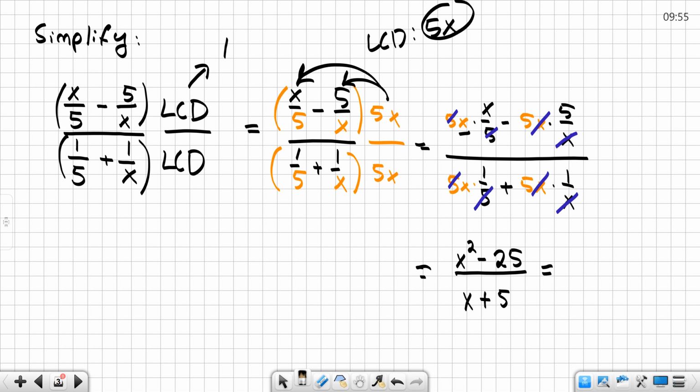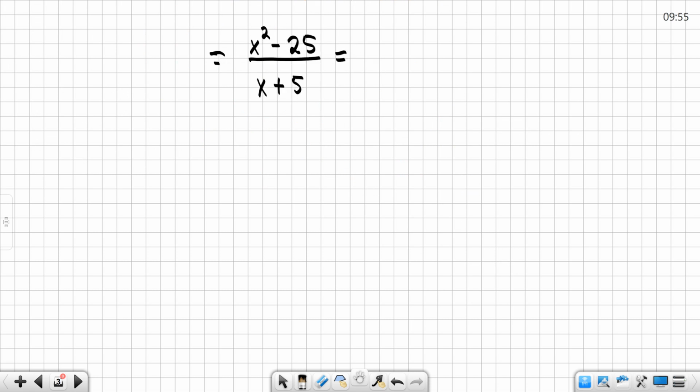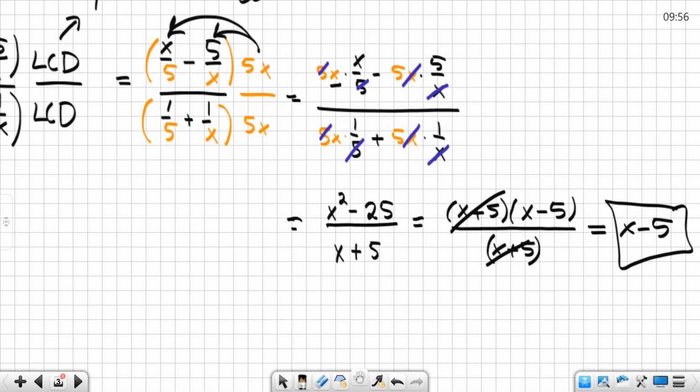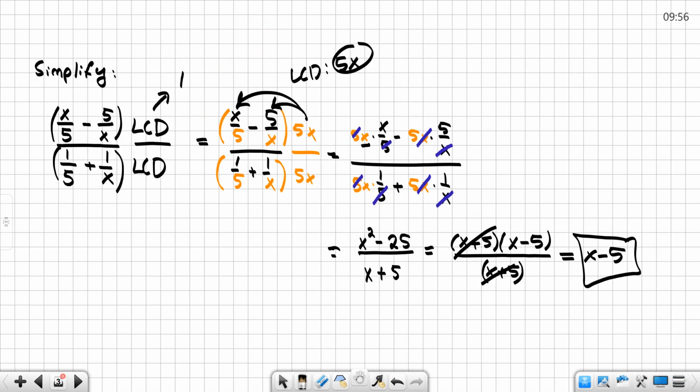But beware, this should be ringing all bells when you see this expression right here. The numerator is the difference of two squares. And in the denominator, I had x plus 5. And that means that this x plus 5 cancels out, and the overall answer is just x minus 5. How crazy is that? From this long problem right here to x minus 5.